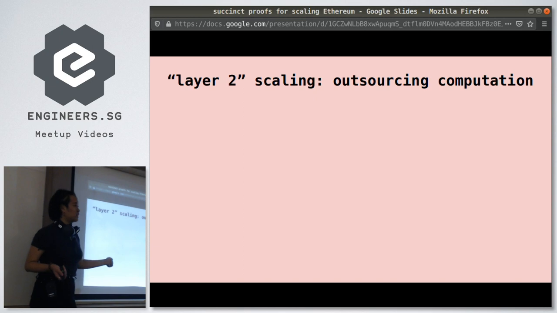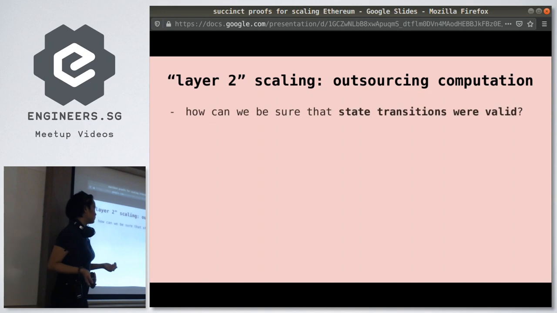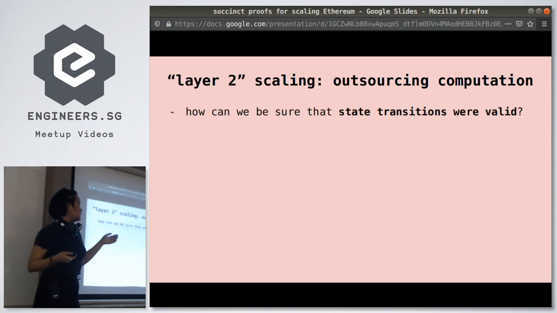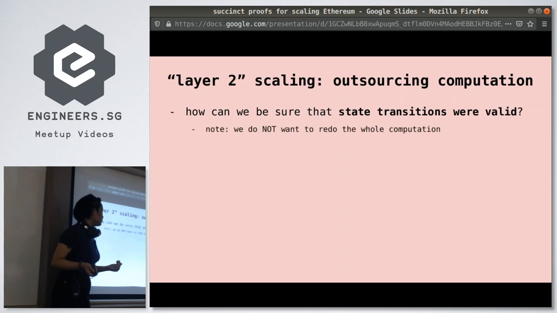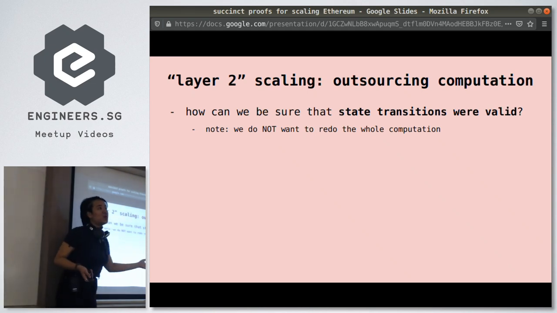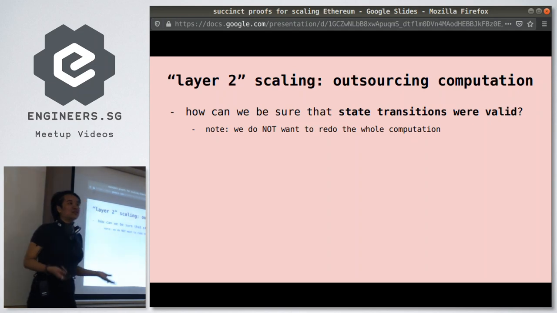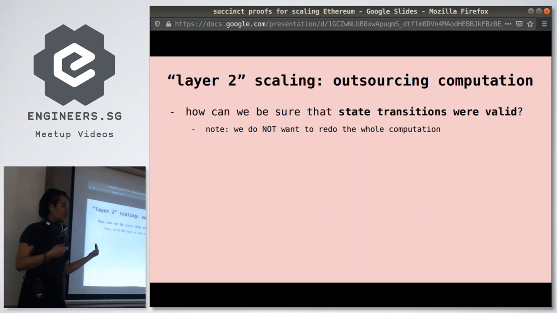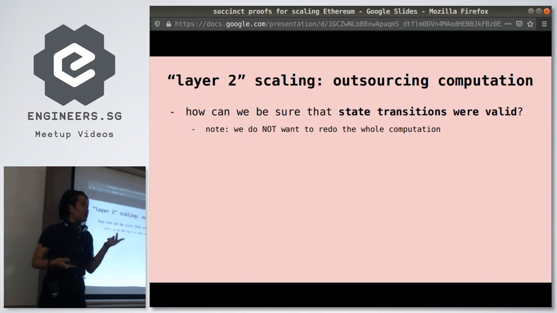When we outsource our computation, we want to be fairly confident that it was carried out according to our wishes. In other words, that the state transitions are valid. But the point is that we do not want to redo the whole computation ourselves. So we can check the state transition is valid simply by replaying all the transactions that happen on this sidechain. But that would defeat the purpose. We would still be doing the same amount of work that we would have done on the main chain. So we want to be lazy, but we also want to have confidence that our instructions were carried out.